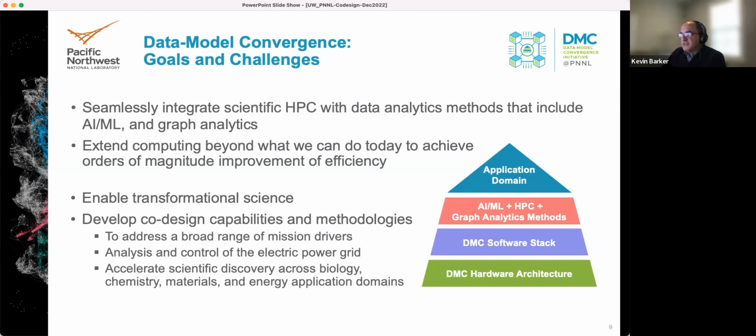And of course, we want to accelerate scientific discovery across biology, chemistry, materials science and discovery, energy application domains, and so forth. So it's a broad challenge that DMC was initially conceived to address. And I think, over the course of the past 4 to 5 years, we've achieved some success in that. But it is certainly a tall order, and it's something that is ongoing.